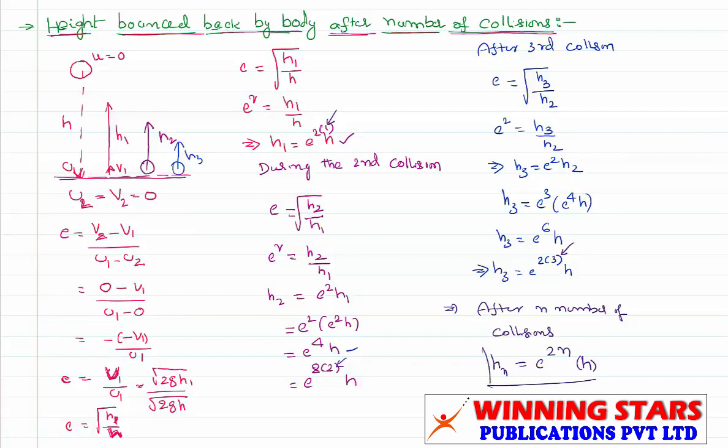Like this, we can calculate the height bounced back by the body after n number of collisions. Of course, we are assuming this collision is not a perfect elastic collision and the e value is less than 1. If the collision is a perfectly elastic collision, there is no loss of energy. Therefore, the height bounced back by the body in each case equals the height from where it has fallen. There is no difference at all. Every time the ball bounces back to its original height itself, because there is no loss of energy in that case.